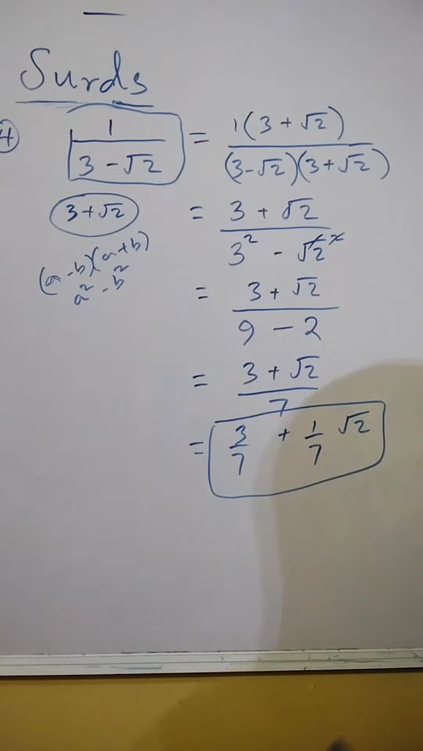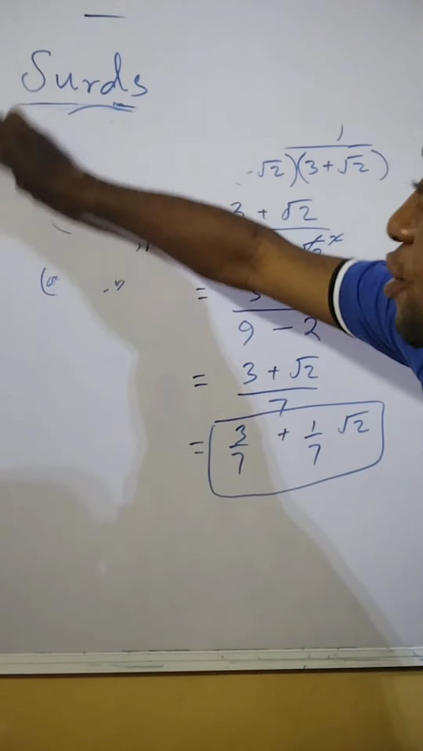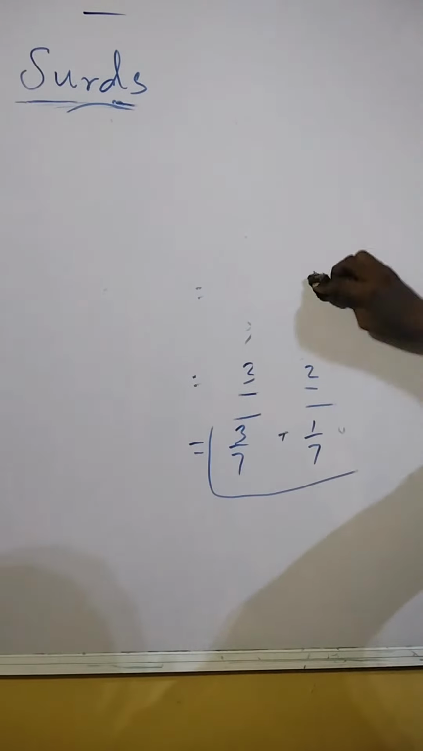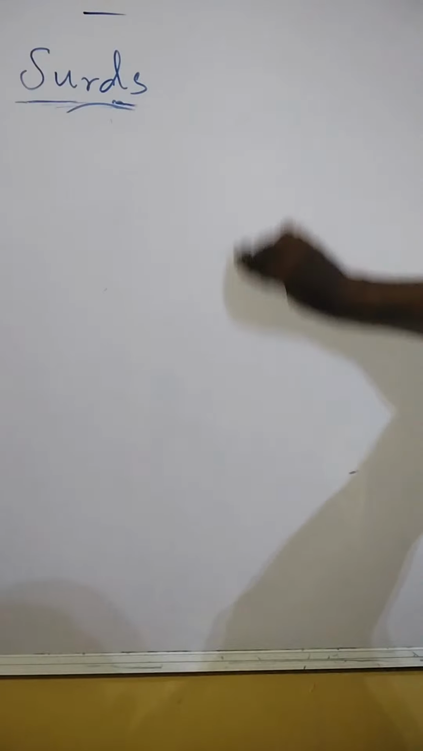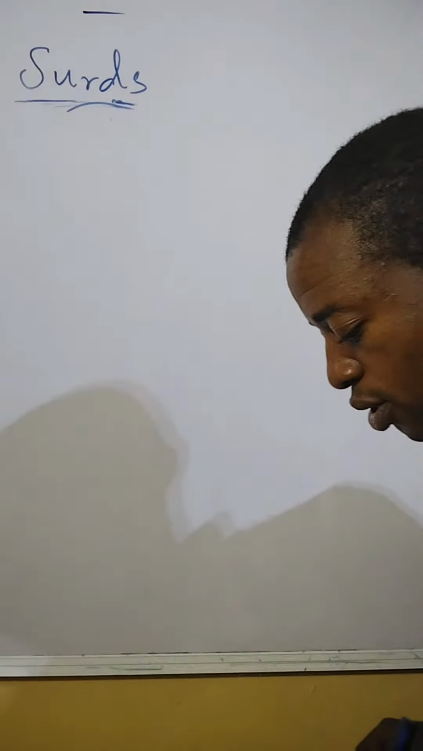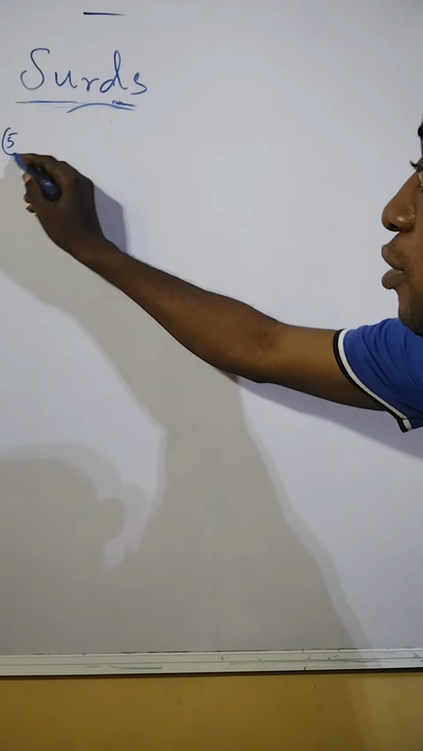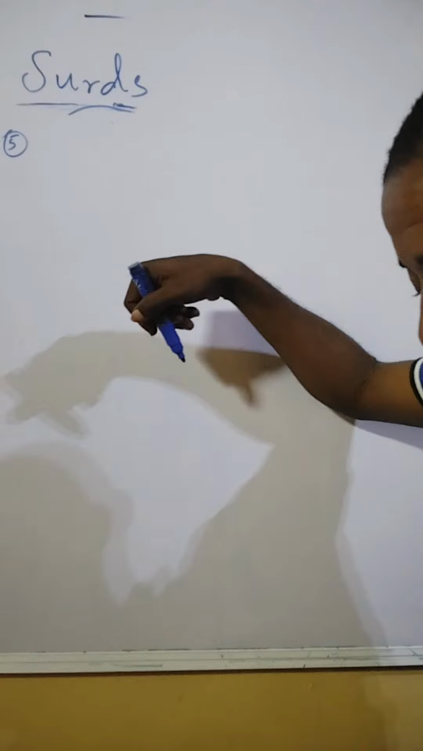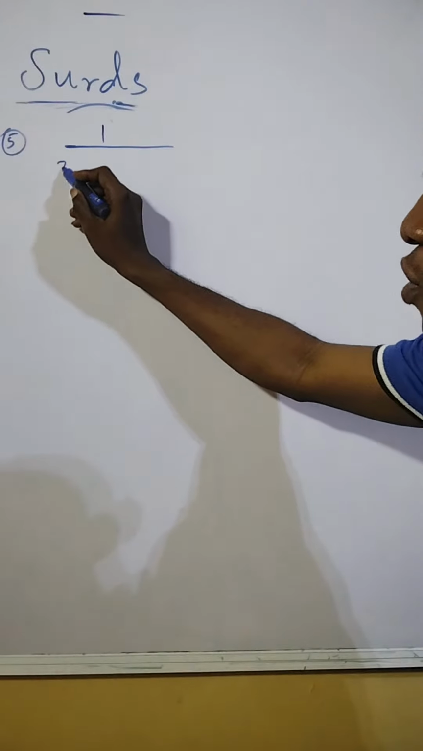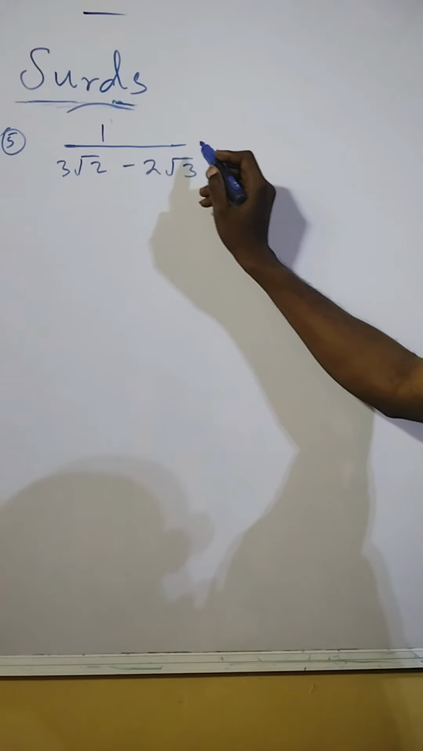Okay, now we consider the next question here. I can call this number 5. Here we have 1 divided by 3 root 2 minus 2 root 3. So it's still the same method.